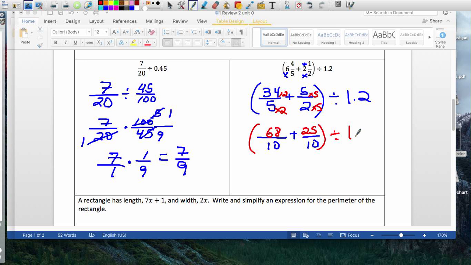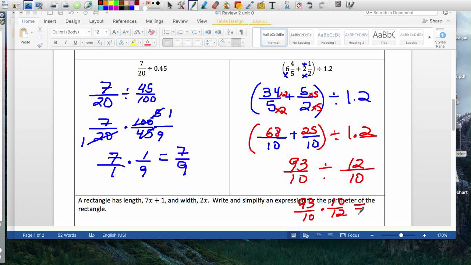Divided by 1.2, which I'm not going to do anything with so far. So 68 plus 25 is 93. Now, I'm going to divide that by 1.2, but I want to change the 1.2 to a fraction. So I look at the last digit here, and that's in the tenths place, so I know that this is going to be a 10. And just write the top two numbers on top. So that becomes 12 over 10. Changes to multiplication, 93 over 10 times 10 over 12.